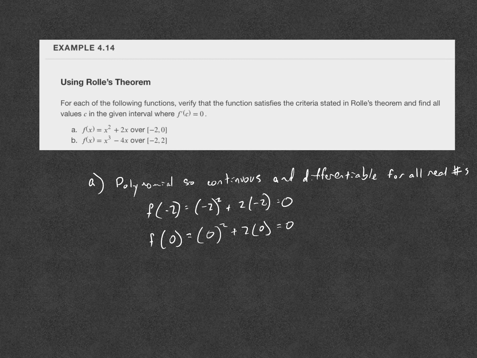There we go. That's important. For all real numbers, and specifically over the given interval. Okay, so then the rest of the work of the problem is to take the derivative, f prime of x is equal to 2x plus 2, set that equal to 0, subtract and divide, and you get that x is equal to -1. So we have that our C is -1. Okay, that's how that one works.